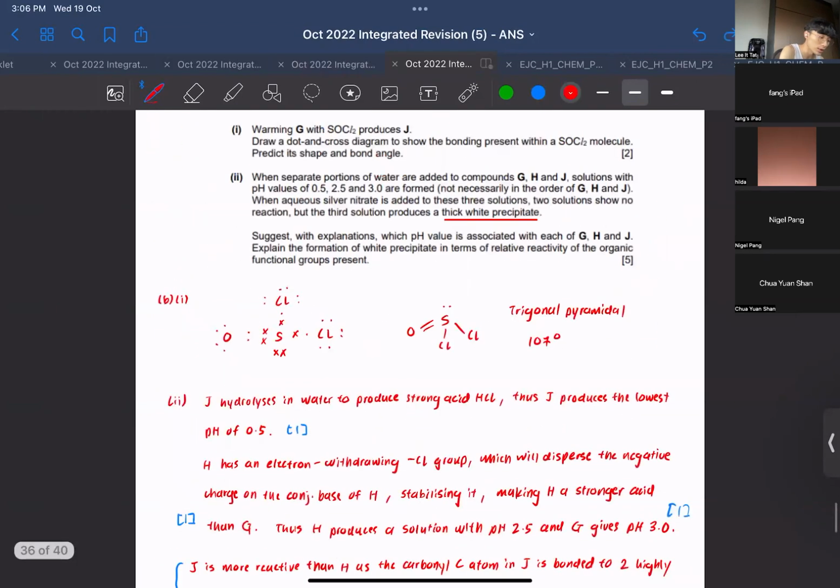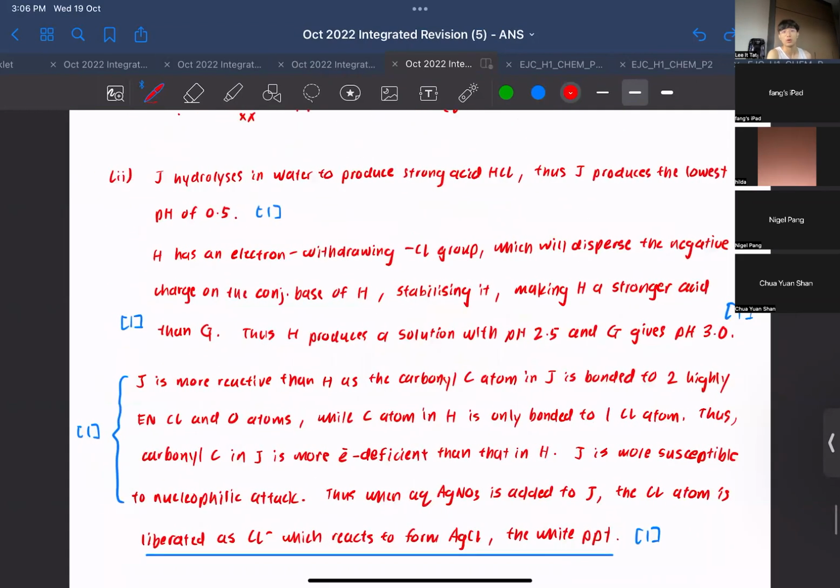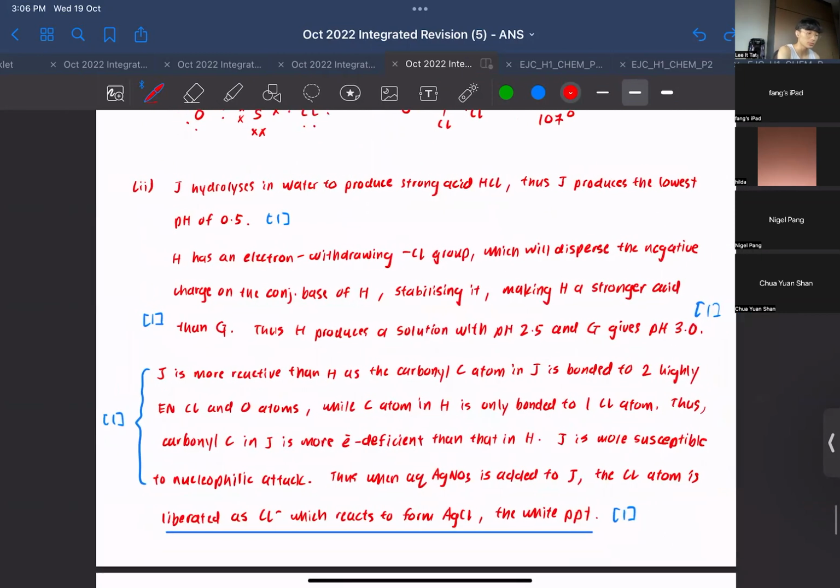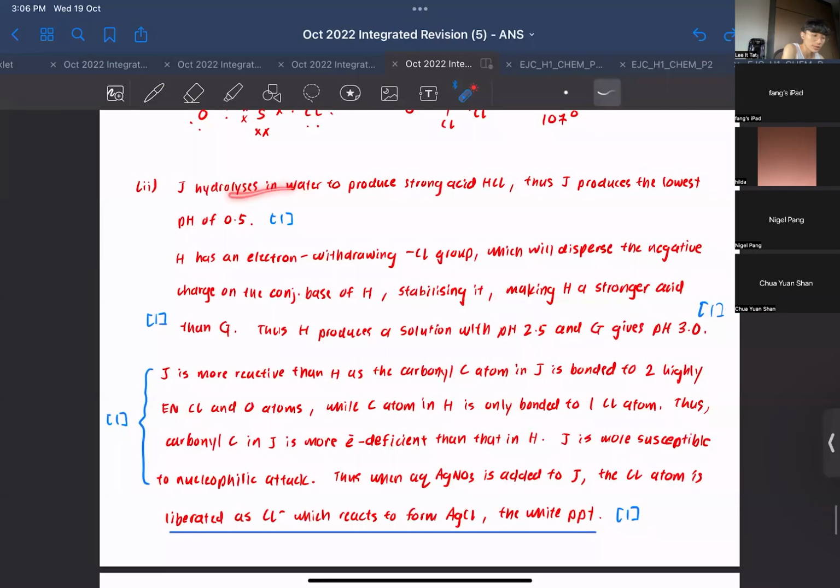Looking at this here, go and check your marks carefully. Hydrolyzed in water, you must tell me HCl is the strong acid. You must, that's the reason why it's acidic. That's 1 mark. Electron withdrawing all the way to explaining it's a stronger acid, there's another mark. You assign all the pH values correctly, there's another mark.